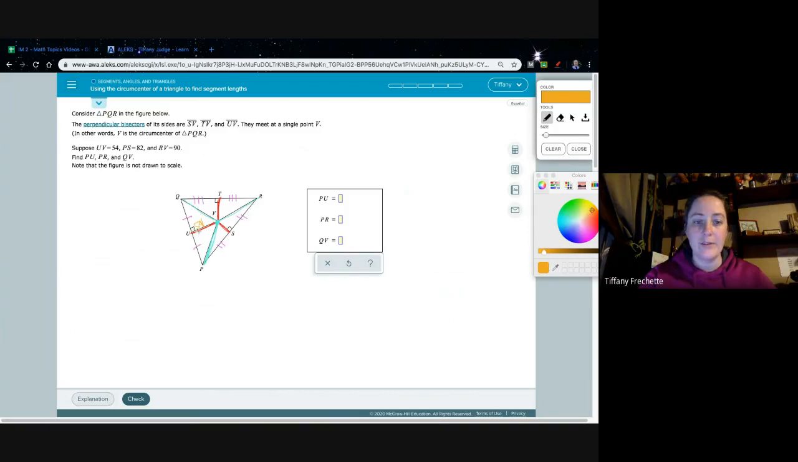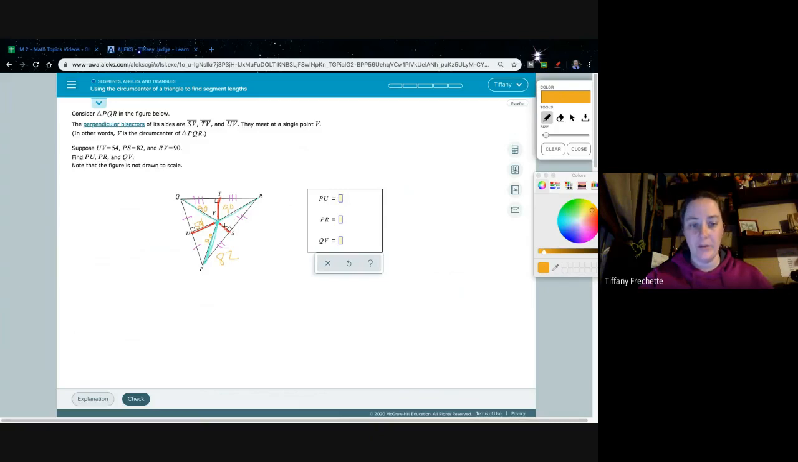So I know this one's 54. PS, so this one out here is 82. And then RV, which is this length here, is 90. So this is the one that we can take around. If I know that this one's 90, then QV is 90 and PV is also 90. Okay, so we can start working out what we need to for the rest.